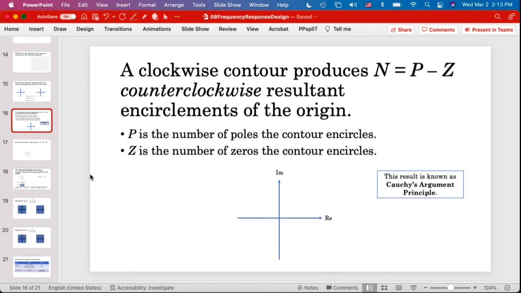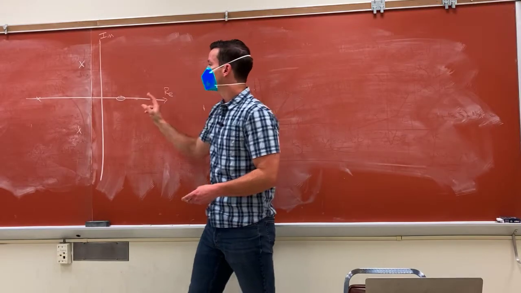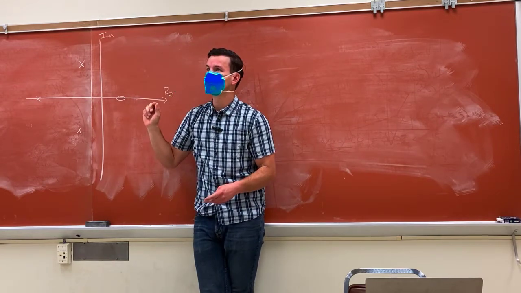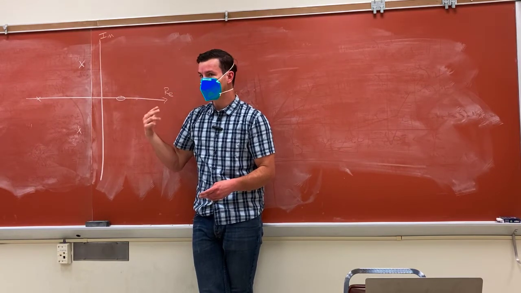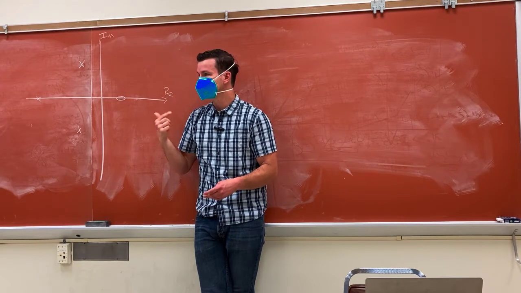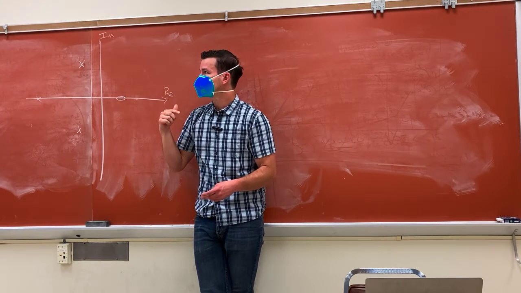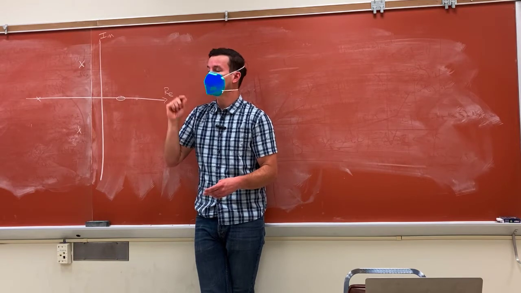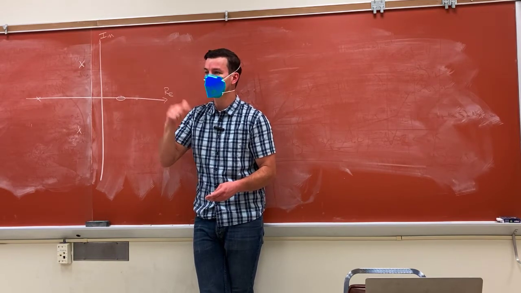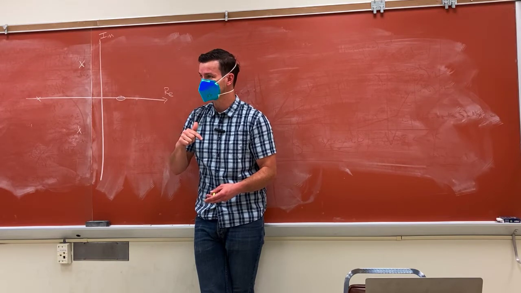Okay, so we left off with an exploratory exercise, which was thinking about Laplace functions as mappings from the complex plane to the complex plane. And the net result of our exploration was this statement up top: if in the domain the contour encircles p poles and z zeros of the function, you should expect p minus z counterclockwise encirclements of the origin in the range space, in the resultant of that contour.